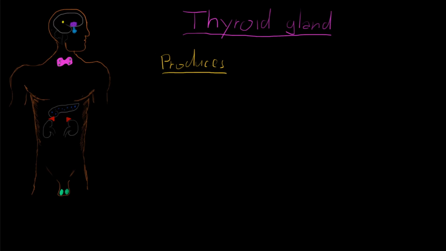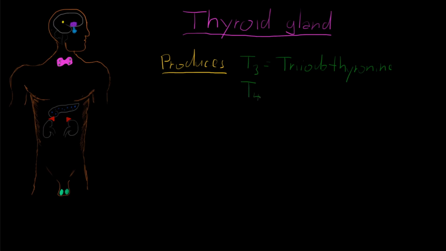And there are two major hormones that the thyroid gland makes. First one is T3, also called triiodothyronine. And the name already gives quite a bit away. So triiodo means that you're going to have three molecules of iodine, or atoms of iodine, and thyronine is produced in the thyroid gland.